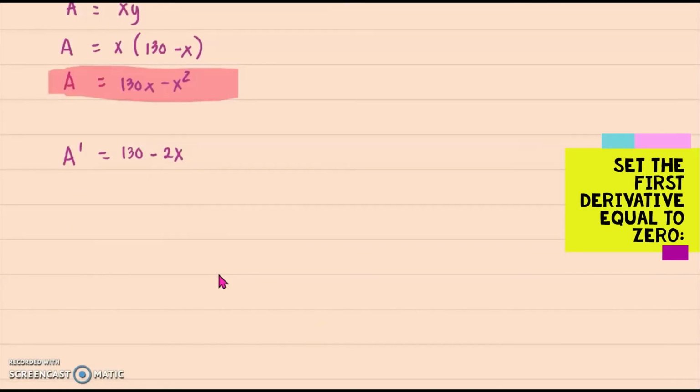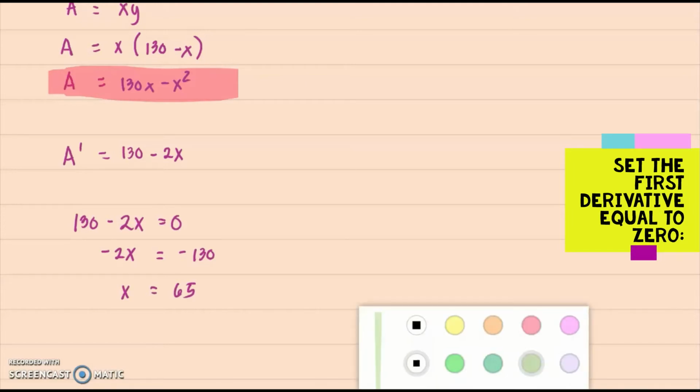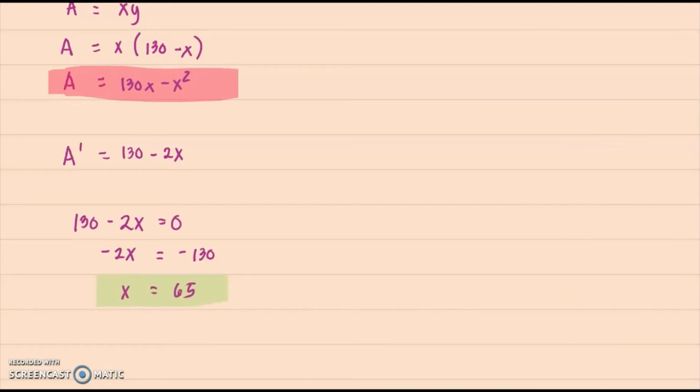Now, next step, we have to set our first derivative to 0 and solve for the value of x. So we have 130 minus 2x equals 0. So negative 2x is equal to negative 130, so x is equal to 65. Let's highlight this. So you have the value of x that is 65.